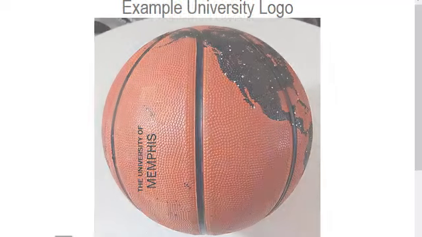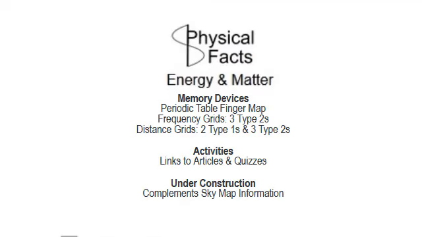My Physical Facts app is intended to help students explore the relationships between energy and matter. It uses a memory device similar to the manual map for the periodic table and devices similar to the graphic history chronologies for energy, frequencies, and distances of both energy and matter.